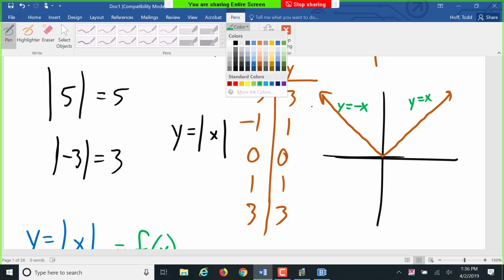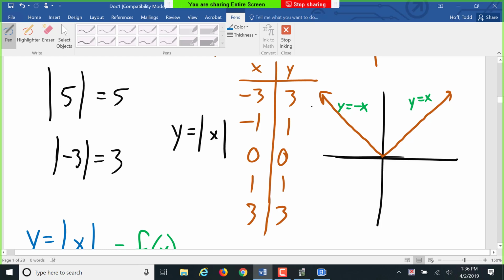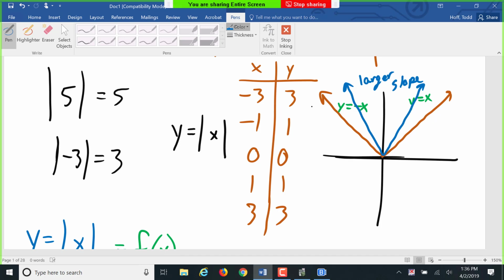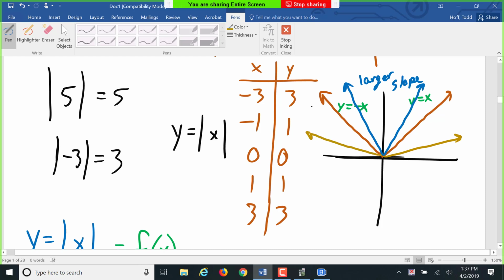Well, let's talk about the slope. If I have a V that looks something like this, the slope of both of those lines has increased. That's a larger slope. If it shrinks down and looks something like this, the slope of both of those lines is decreased. That's a smaller slope.